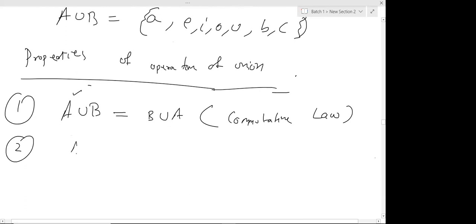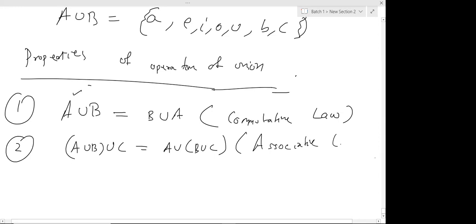The second is (A union B) union C is equal to A union (B union C). What is this called? Associative law. Right? If you take these two's union, then take union with C, this is the same as taking B and C union after A union. All right, the same.